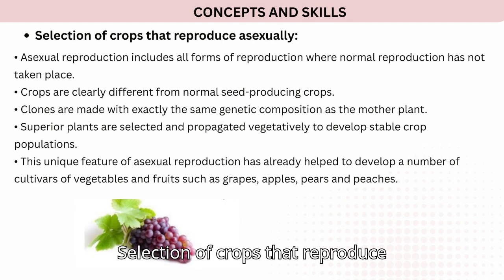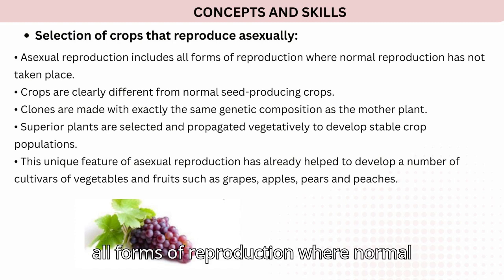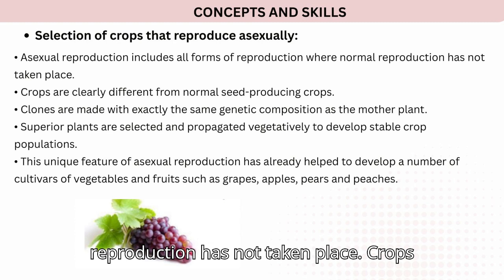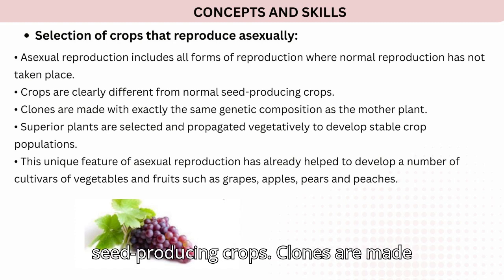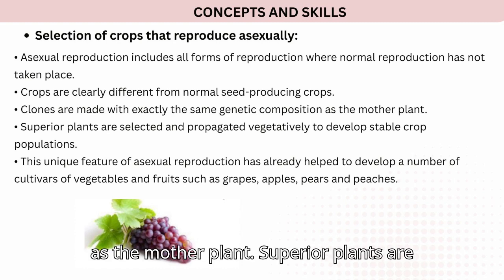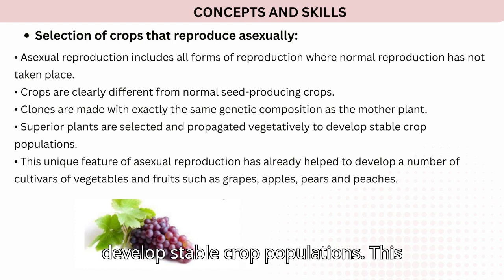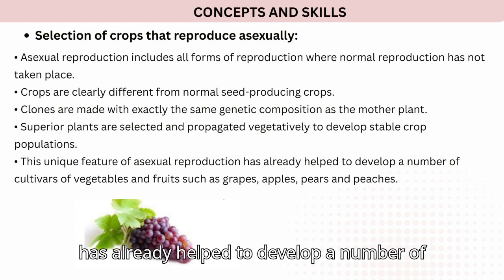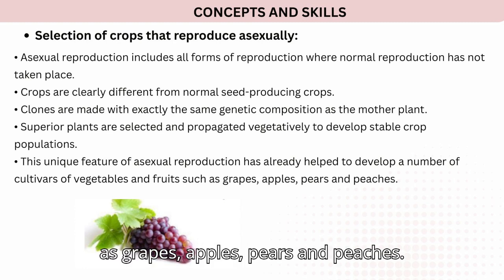Selection of crops that reproduce asexually. Asexual reproduction includes all forms of reproduction where normal reproduction has not taken place. Crops are clearly different from normal seed-producing crops. Clones are made with exactly the same genetic composition as the mother plant. Superior plants are selected and propagated vegetatively to develop stable crop populations. This unique feature of asexual reproduction has already helped to develop a number of cultivars of vegetables and fruits such as grapes, apples, pears, and peaches.